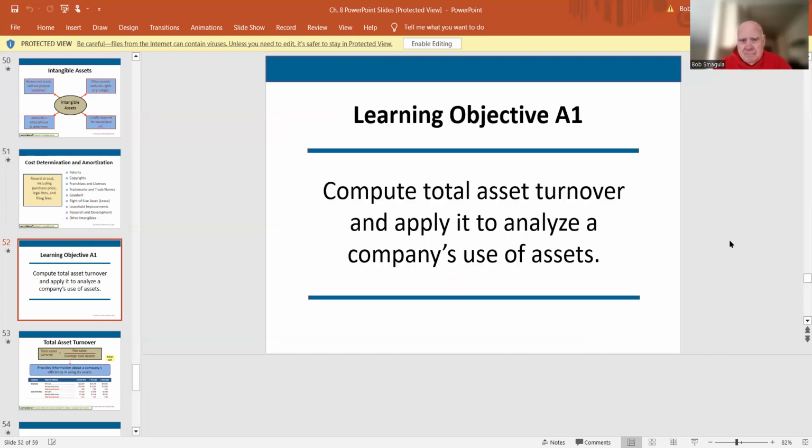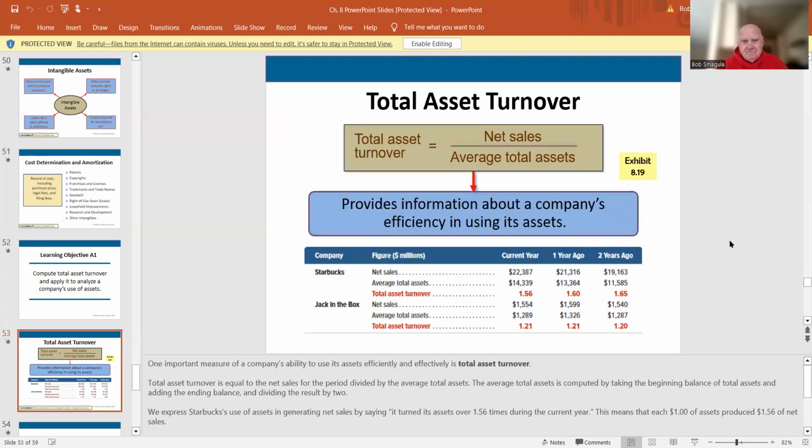Oh, wow, we've got a metric here. Compute total asset turnover, and let's analyze the company's use of assets. Here's a formula. You've got to know it for the test. Total asset turnover is net sales divided by average total assets. That would be the balance of the assets at January 1st plus the asset balance at the end of the year, averaged out, divided by 2. The asset turnover provides information about a company's efficiency in using its assets.